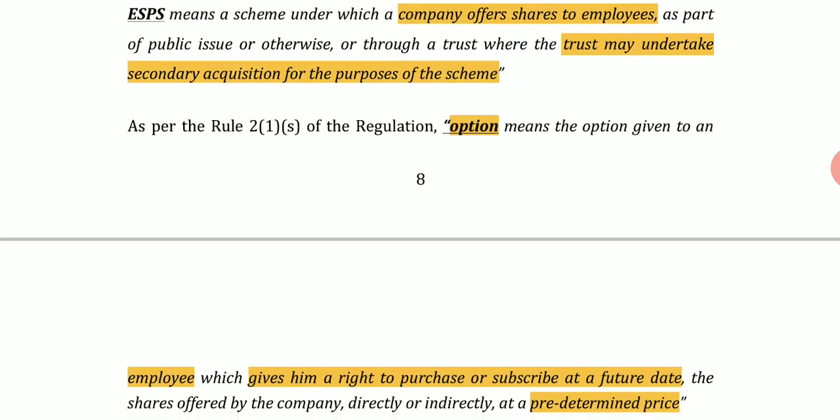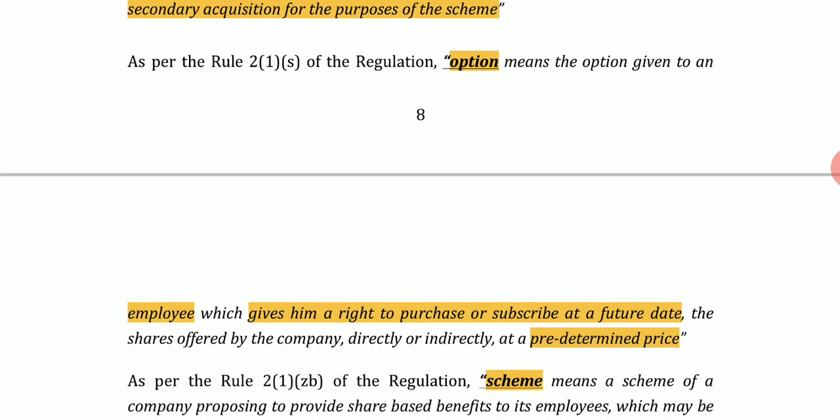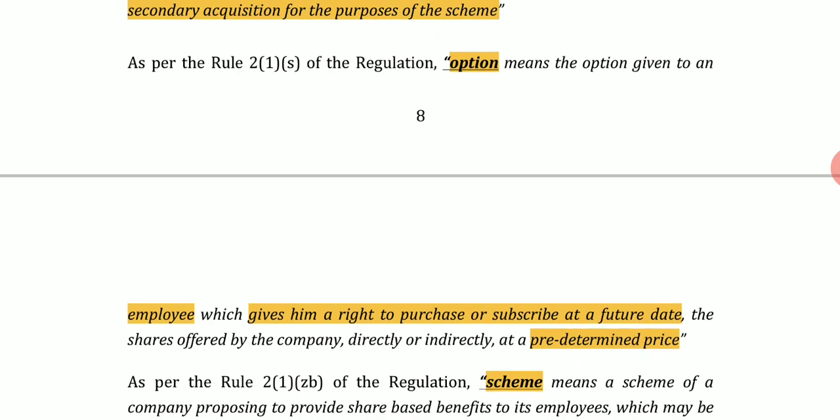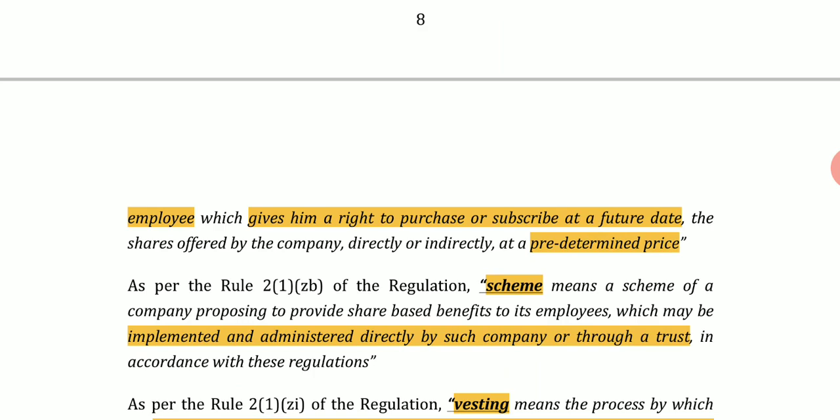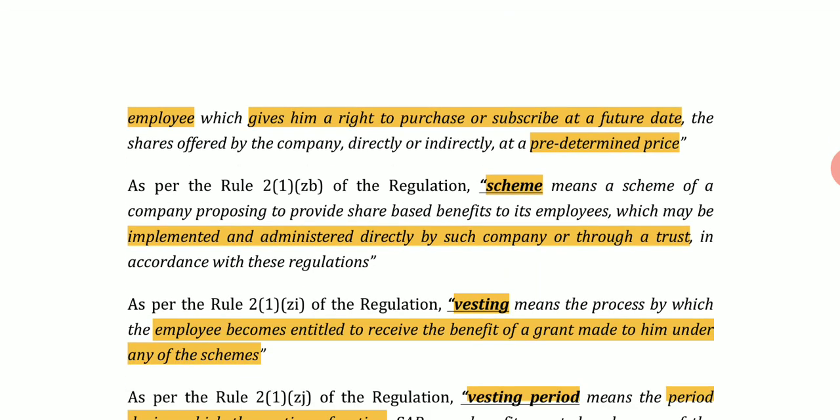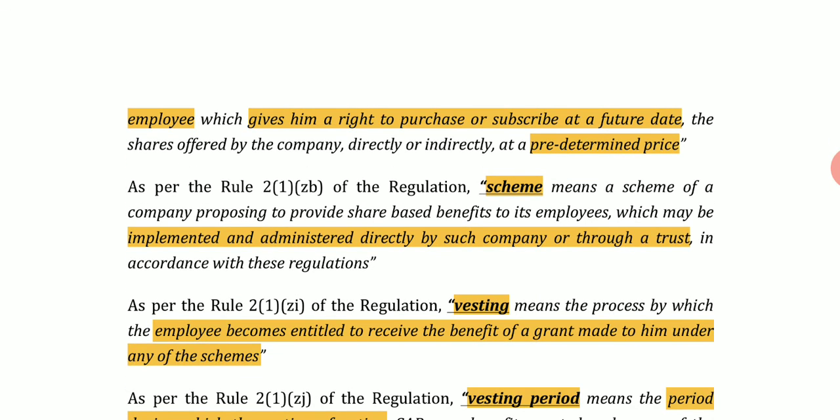And option means that there is an option given by the company to the employee that gives him a right to purchase or subscribe at a future date at a predetermined price. So the company can say that you may utilize this right now or later, at a predetermined price, for the stock which has been assigned to the employee. And the scheme is directly administered through the trust by the company or the trust.